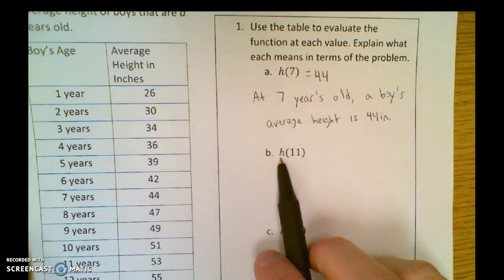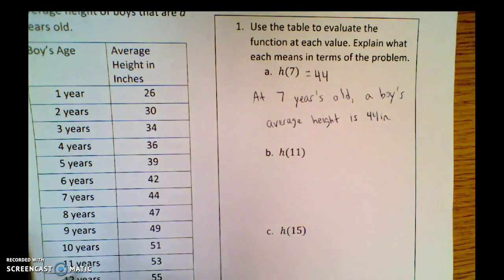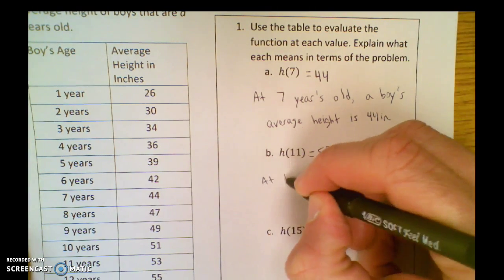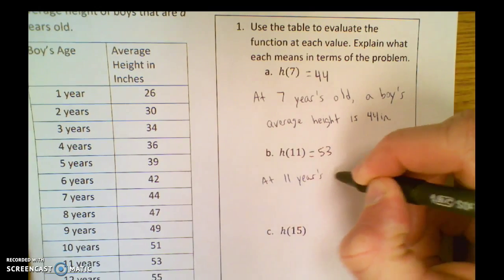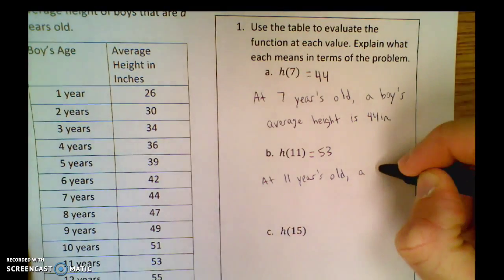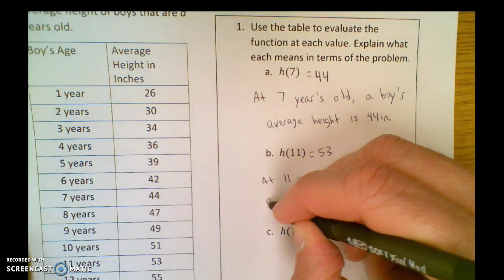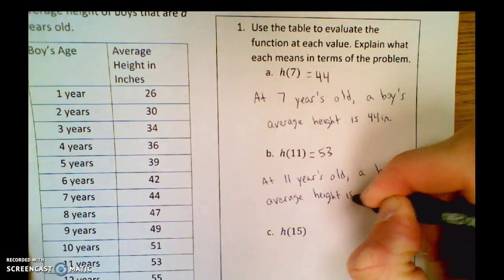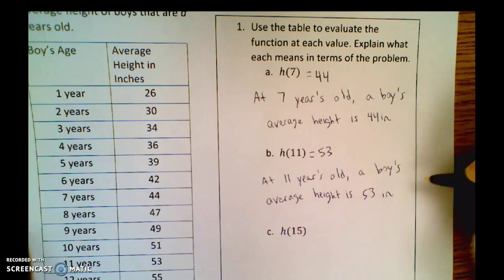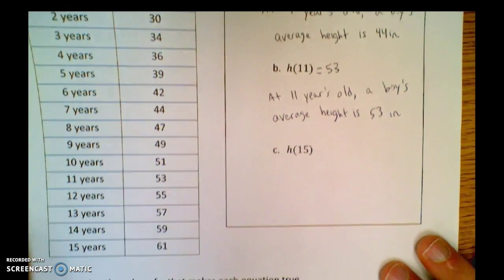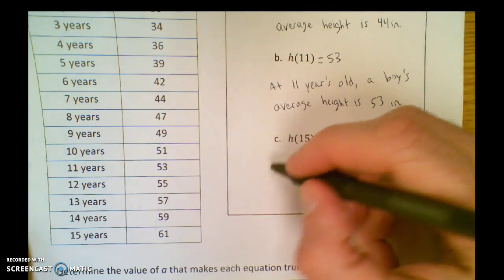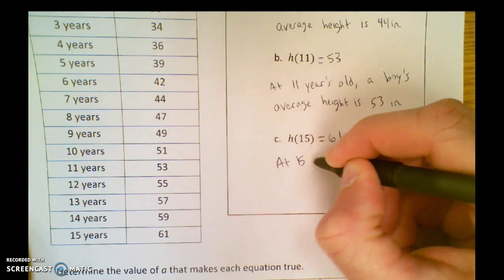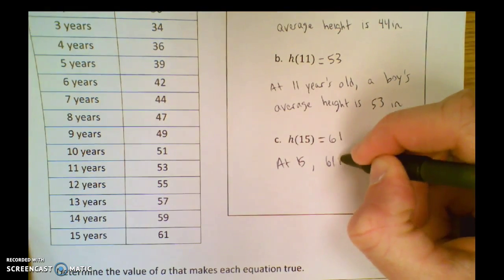The next question asks for h of 11. If we look at h of 11, it's 53. So at 11 years old, a boy's average height is 53 inches. And the last piece, at 15, the average height is 61 inches. So at 15, 61 inches.